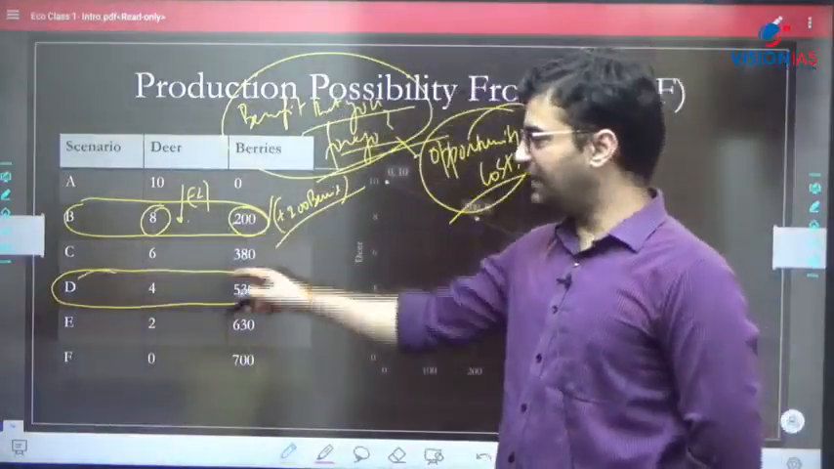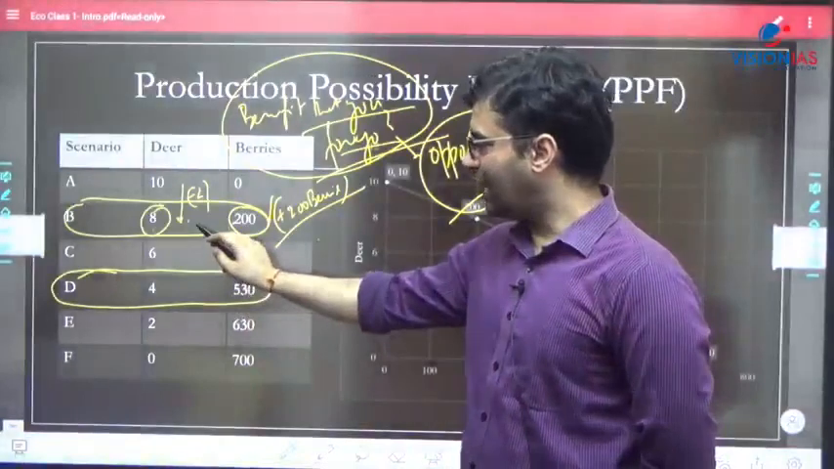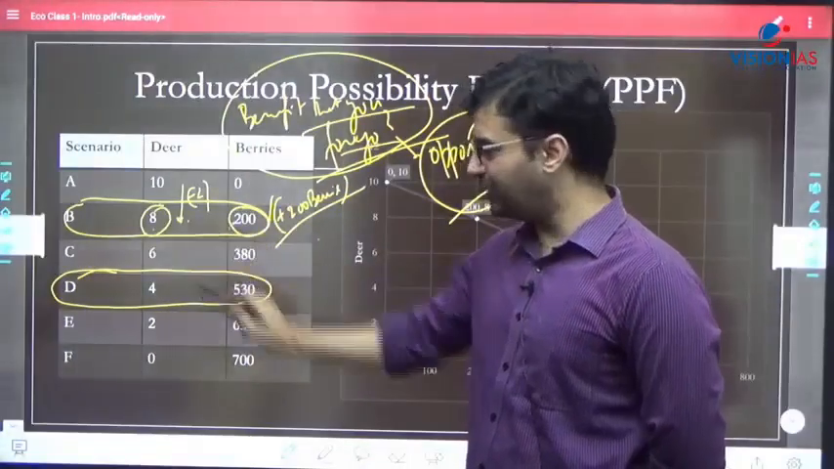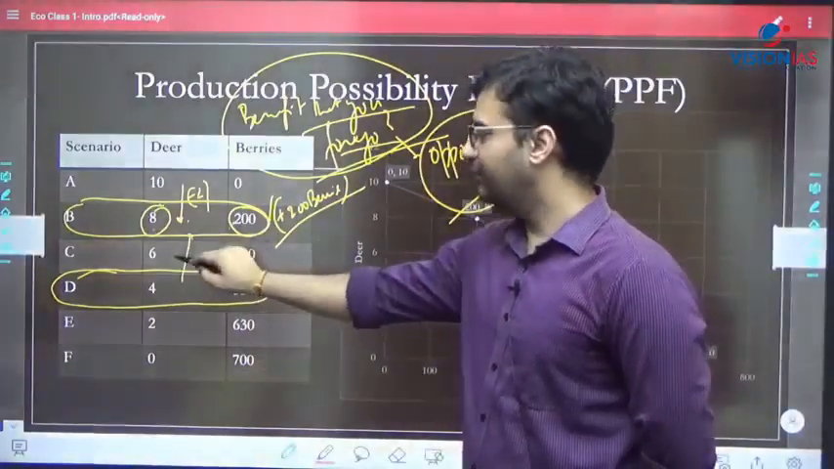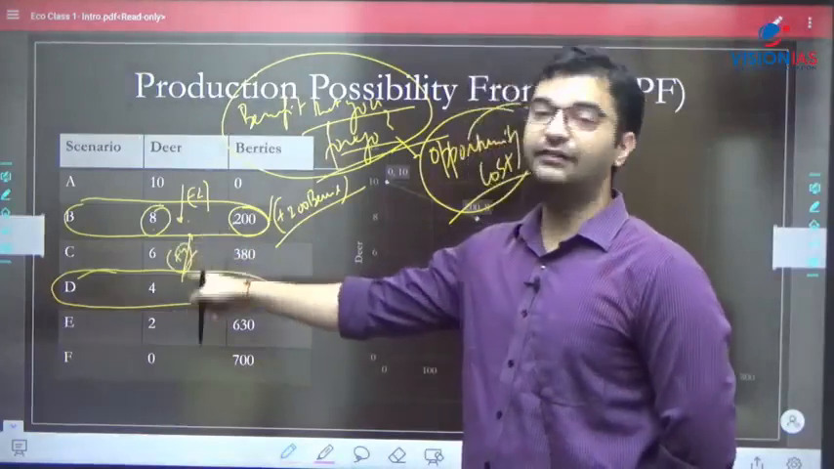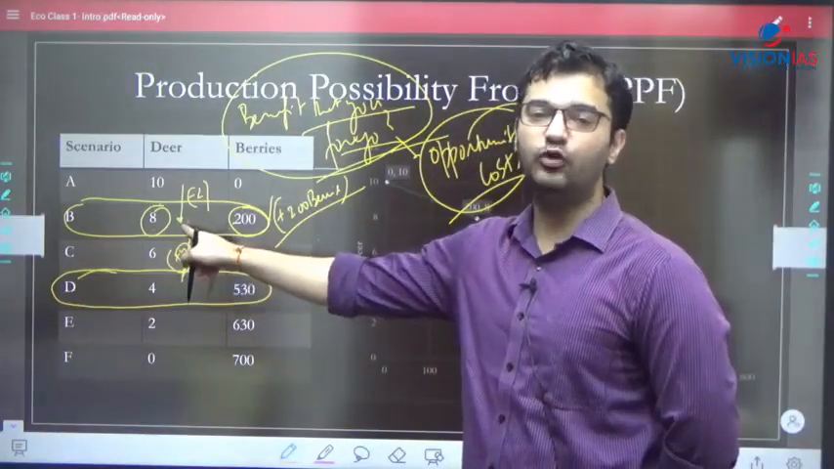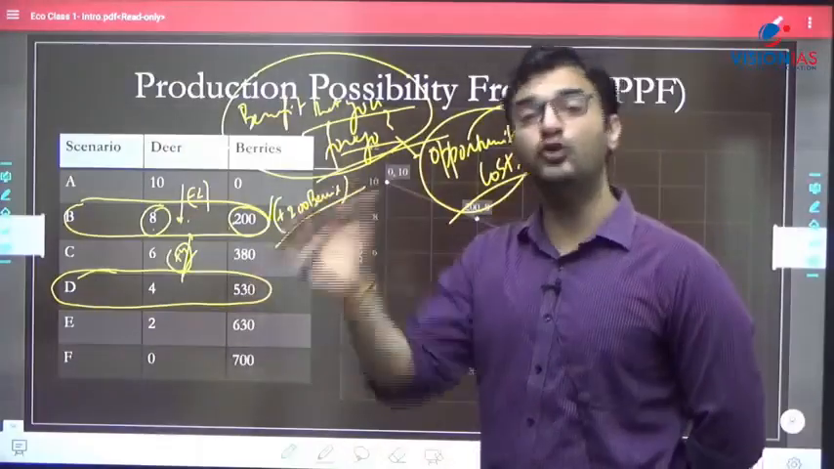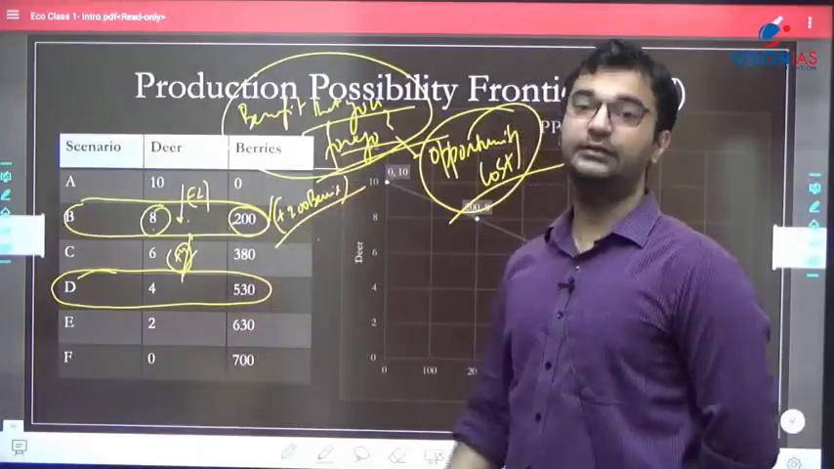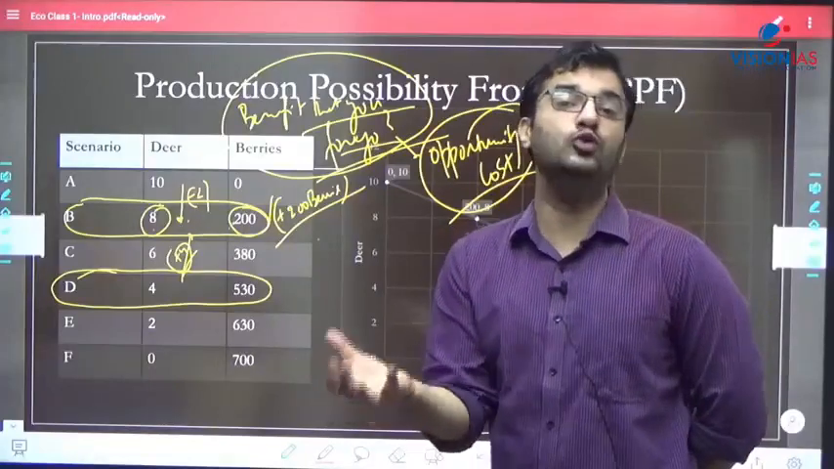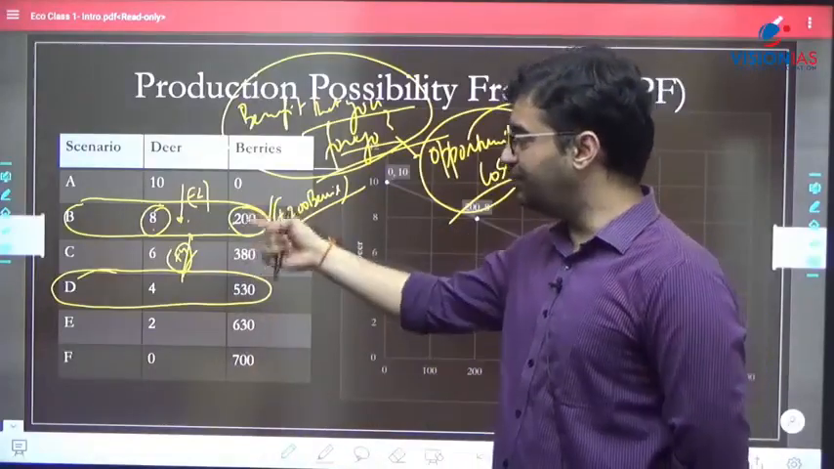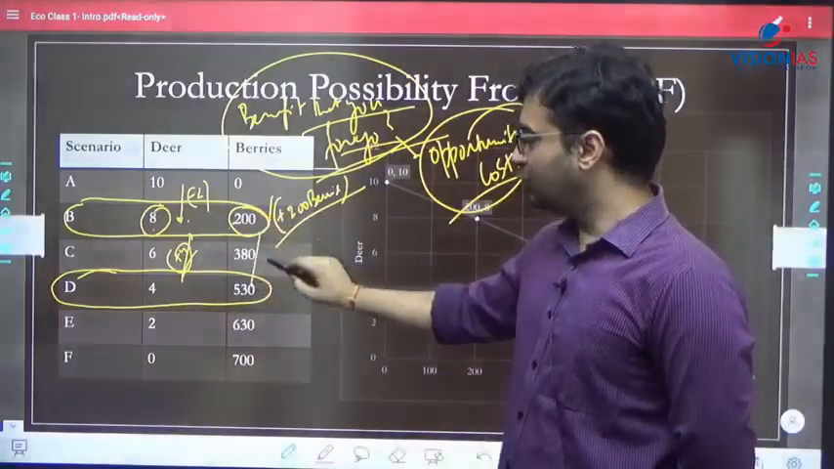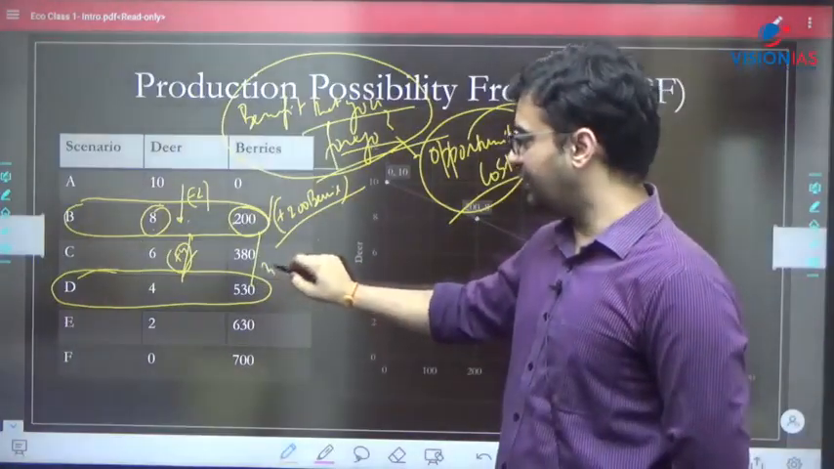if you compare B and D, you have chosen B over D. So what is the benefit? +4. You have hunted 4 more deer as compared to option D. However, what is the benefit that you have foregone between B and D? What did you lose out on when you chose B over D? 330 berries.